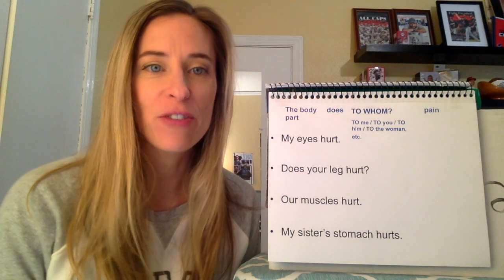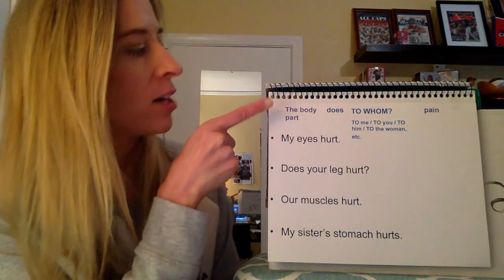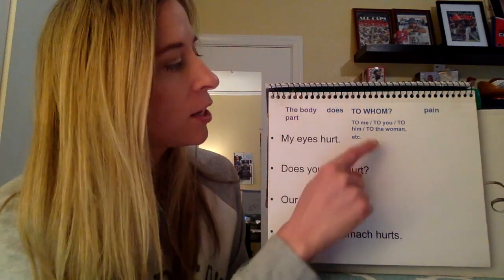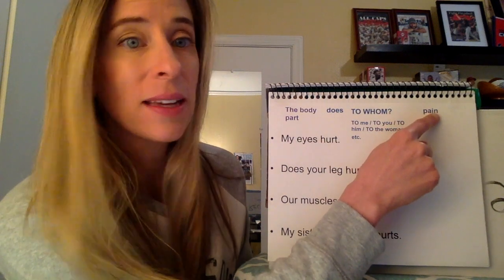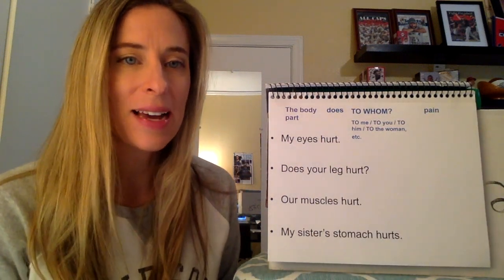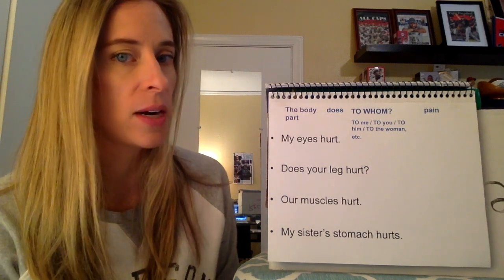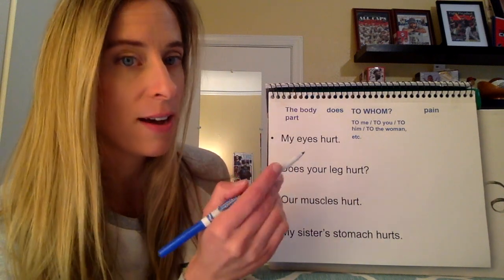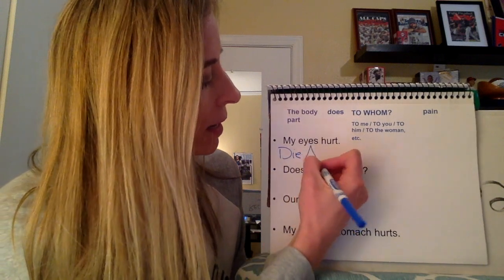So now that we have the formula down, let's put it into practice. And so we see here, start with the body part, and then does, that's either tut or tun, to whom, so the person's going to be I-O, and then we end with pain or weh. All right, so for our first one, my eyes hurt. And so we want to start with the body part. And so that's going to be eyes. Think about how to say the eyes. It's going to be die Augen.